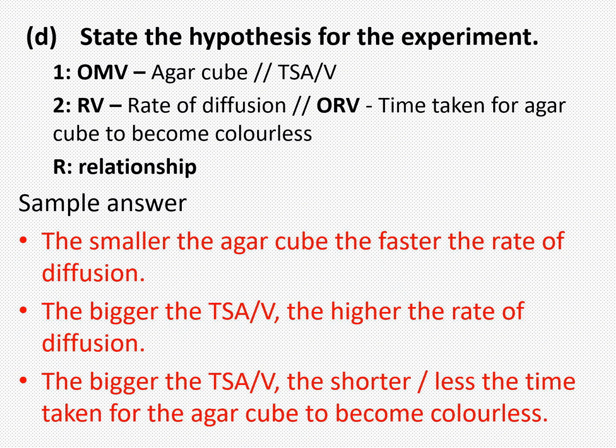The smaller the agar cube, the faster the rate of diffusion. Or you can write, the bigger the total surface area per volume, the higher the rate of diffusion. Or the bigger the total surface area per volume, the shorter the time taken for the agar cube to become colorless. So this is the way to write a hypothesis. But not all hypotheses can be written like this, the smaller, the faster, the bigger, the higher. It depends on the experiment.